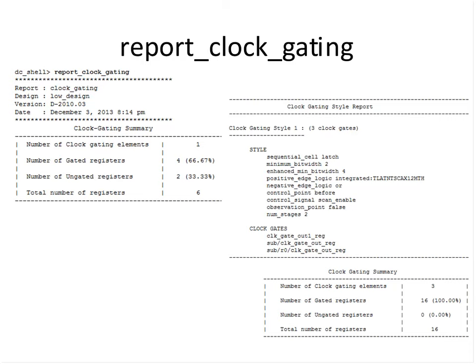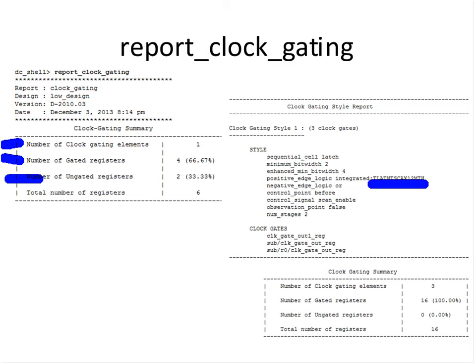What the report_clock_gating tells us is how many clock gating elements are added; it added only one. The number of gated registers is 4, the number of ungated registers is 2, and the total number of registers is 6. On the right hand side the report is more verbose. It tells us that there are 3 clock gates which conform to clock gating style 1. What is that style? Sequential cell is latch, minimum bitwidth is 2. I am not sure what enhanced minimum bitwidth means. Positive, this is the integrated cell that it is using from the library.